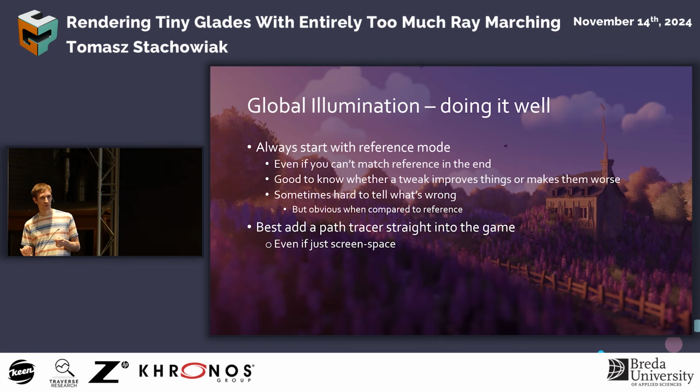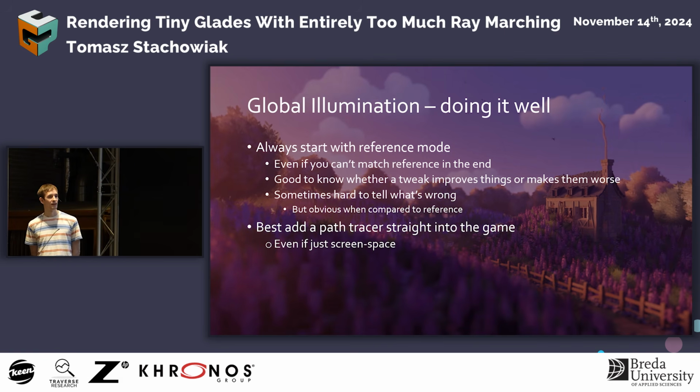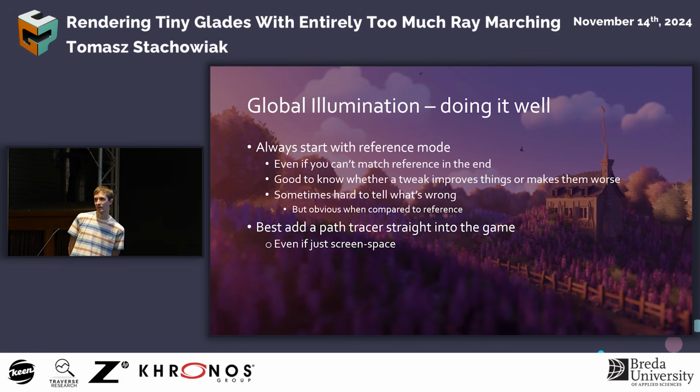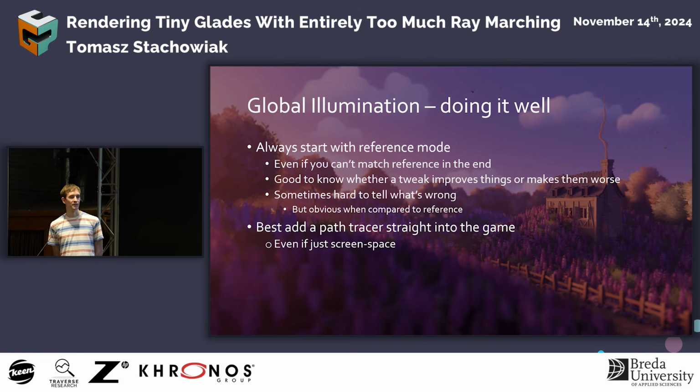And to do it well, in general, like in global illumination especially, you have to start with a reference mode. Because even if you cannot eventually match the reference mode, it's very important to have it on hand and know whether, when you're tweaking something, you're actually making it better or making it worse. Like, should you have more AO? Should you have less AO? Should we tweak this filter that way or this other way? And it's sometimes very, very hard to tell whether it's all fine or whether you're completely off with it, just like you saw with the picture earlier.